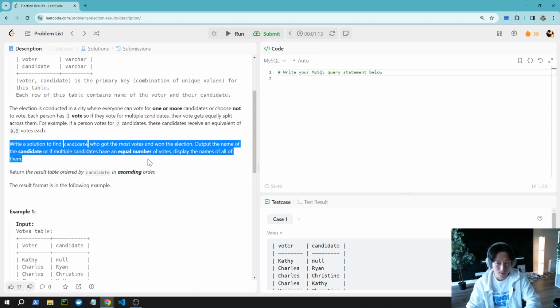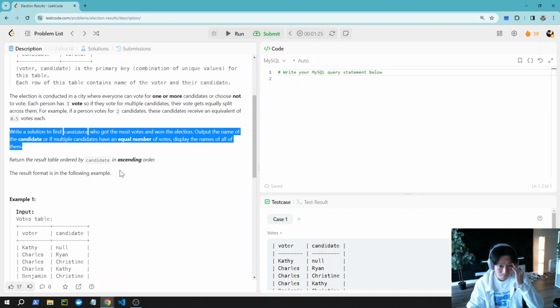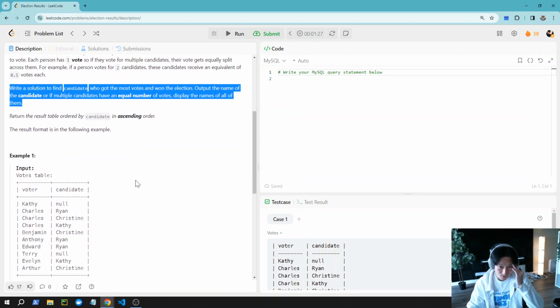Output the name of the candidate, or if multiple candidates have an equal number of votes, display the names of all of them. Return the result table ordered by candidate. Okay, sure.